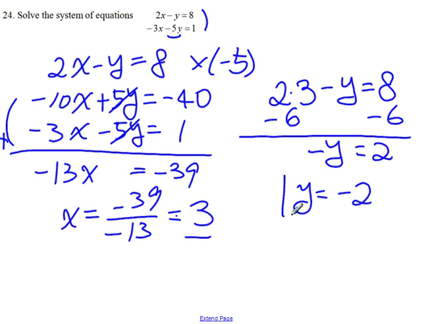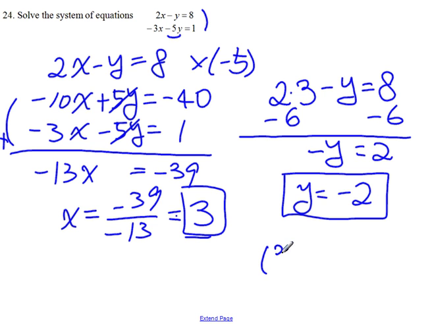So we have these two numbers, right? 3 for x, -2 for y. You can write your answer in ordered pair form, like this: (3, -2). The first component is the value for the variable x, and the second component is the value for the variable y.